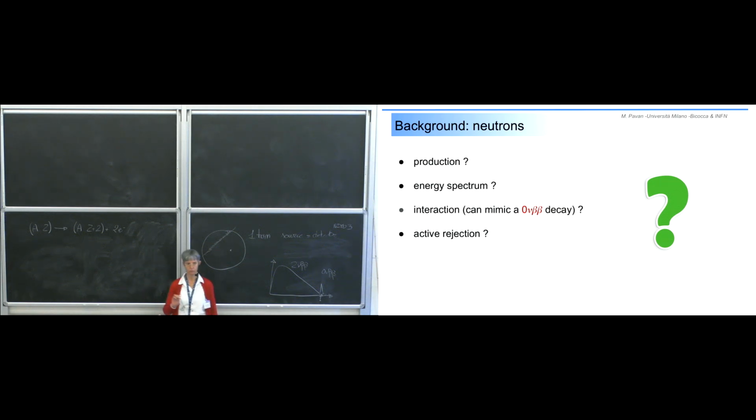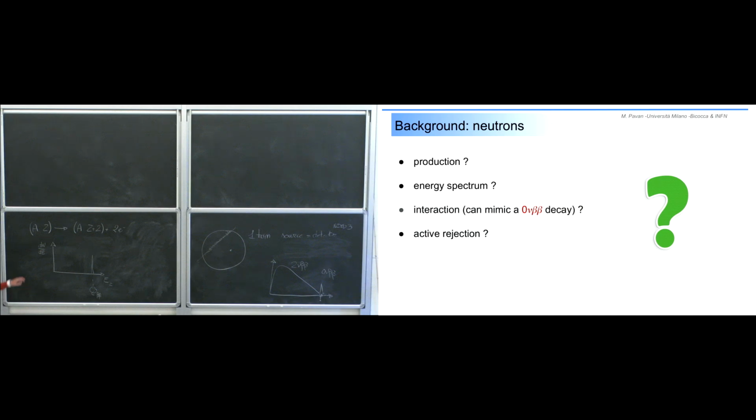Okay, so maybe we can start just with a short recap of what we have discussed so far. We are looking for this decay, and we are trying to design an experiment. We identified the signature that we want to be able to highlight in our experiment, that is the sum energy of the two electrons, which is monochromatic, and it should appear in the spectrum of events at the transition energy.